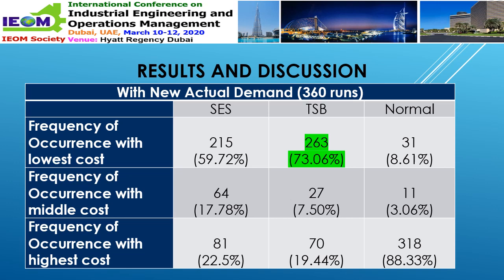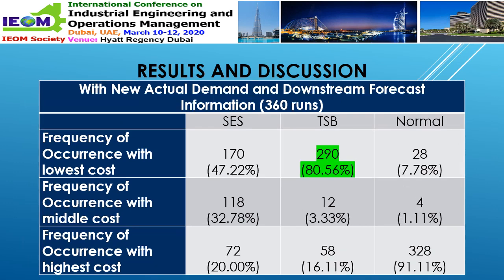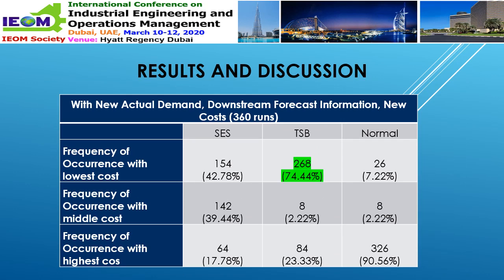With a new actual demand for the next 360 runs, it is still the TSB with 73% of the time where the frequency of occurrence is with the lowest cost. With the new actual demand and downstream forecast information for the next 360 runs, the TSB is still better for the frequency of occurrence with the lowest cost. And with the new actual demand, downstream forecast information, and new cost for the next 360 runs, it's still the TSB with the highest frequency of occurrence with the lowest cost.